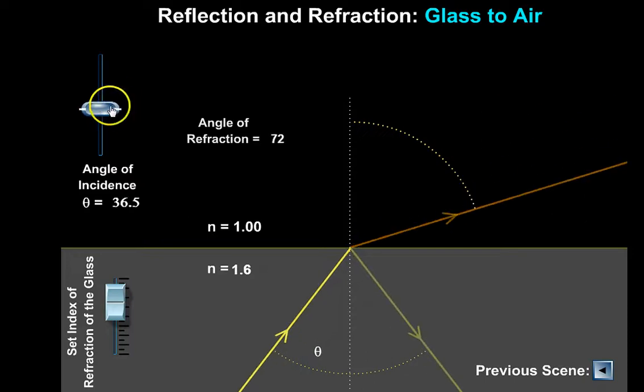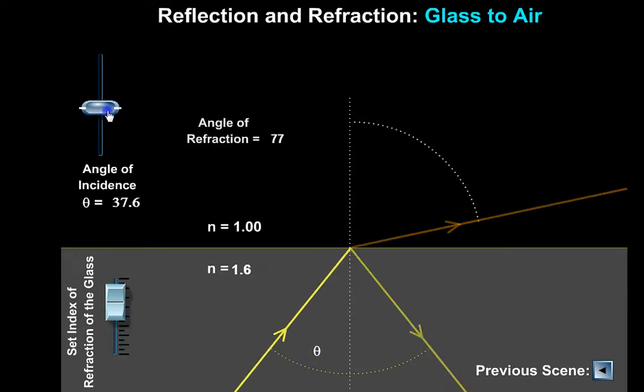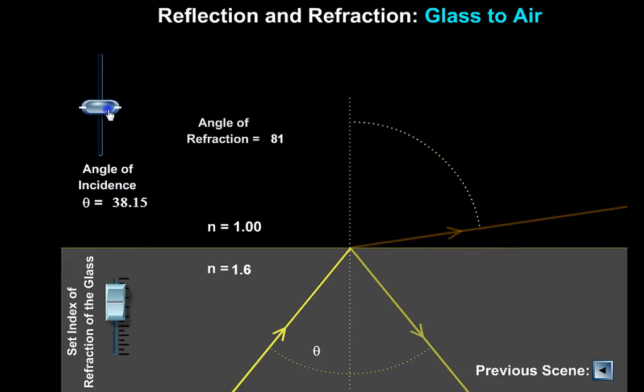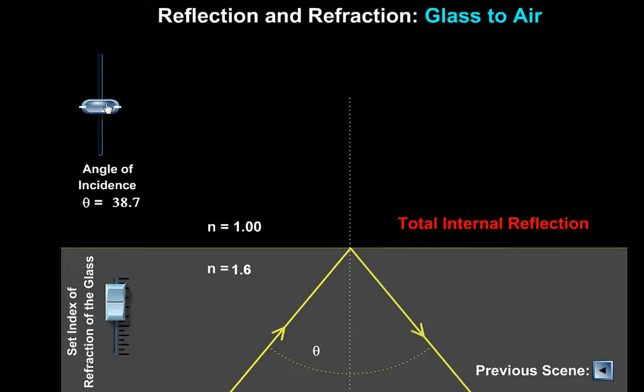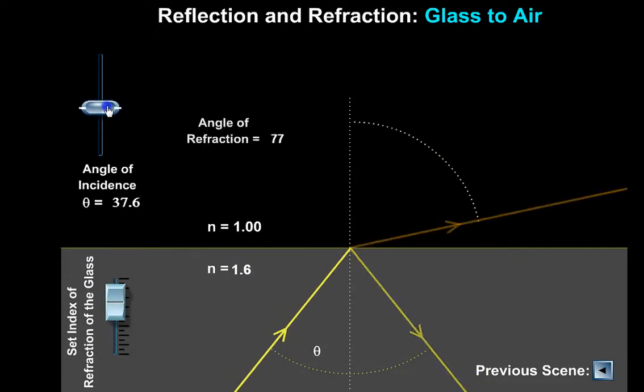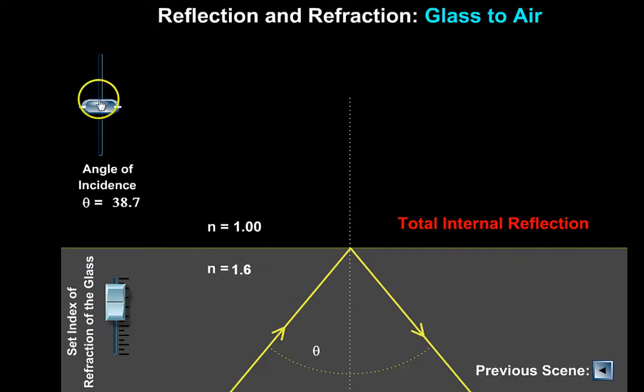And as I increase, I reach a kind of tipping point, and right about there, suddenly that ray is going to go right along the edge. And just as soon as you reach that special angle, then something called total internal reflection occurs. It means that anything larger than this angle right here, the critical angle, which is right around there, 38.7 degrees.